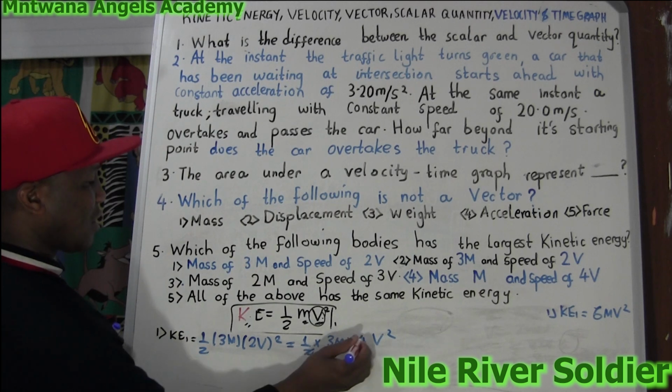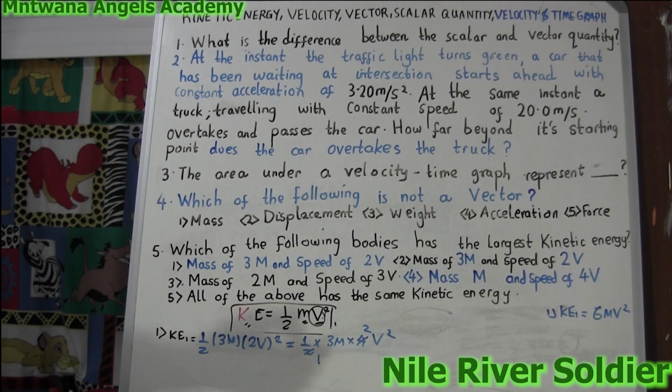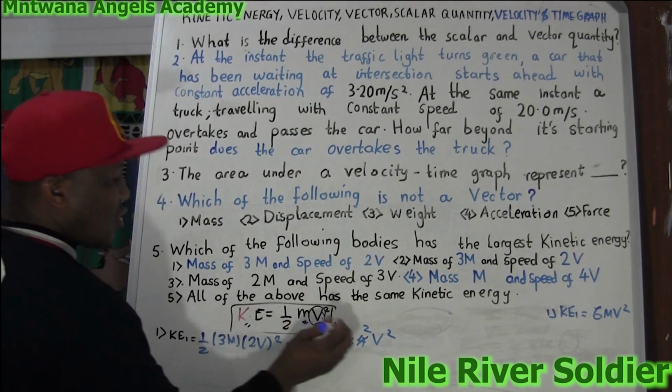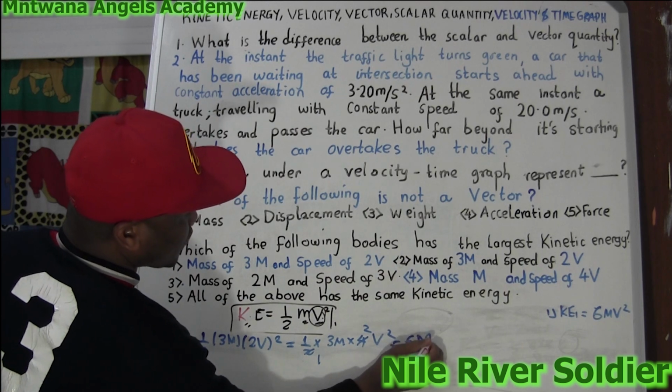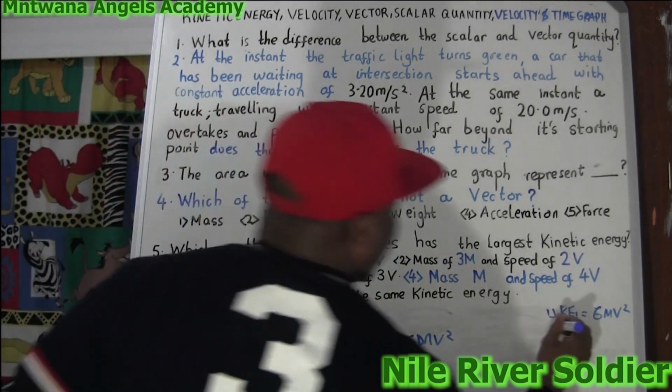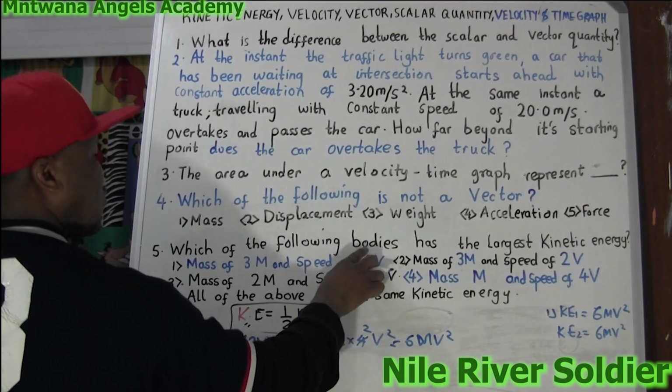Half times 4 is going to be 2. Now, did I copy the same question? My apologies, let me just check quickly if I copied this question correctly. Just a second, guys. Oh my God, so the first one is just a v. No problem. So this is going to be 2 times 3 equal to 6mv squared. So kinetic energy 2 is correct, 6mv squared. Kinetic energy 1 was just a v.